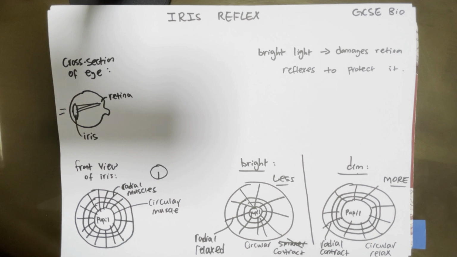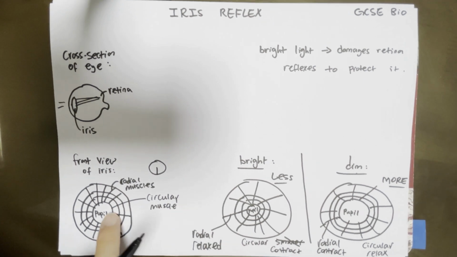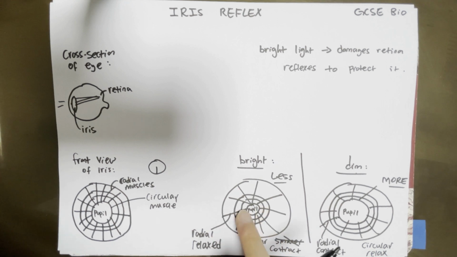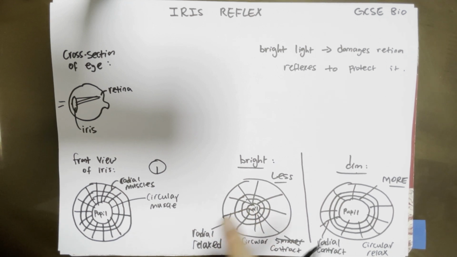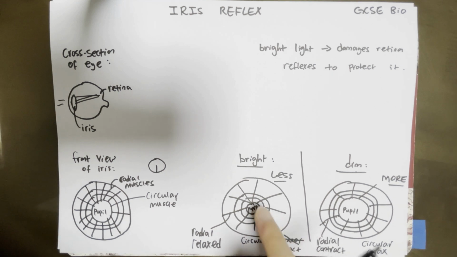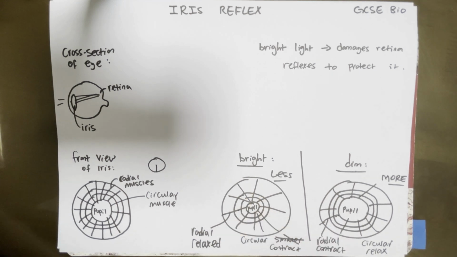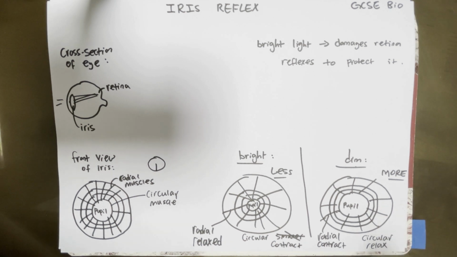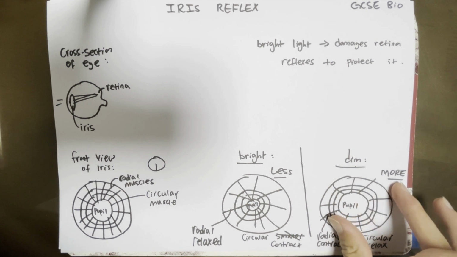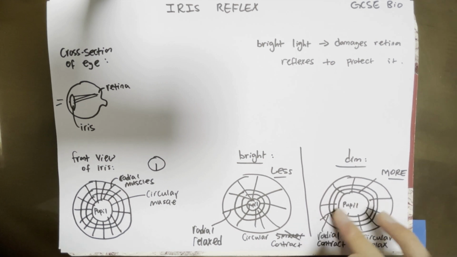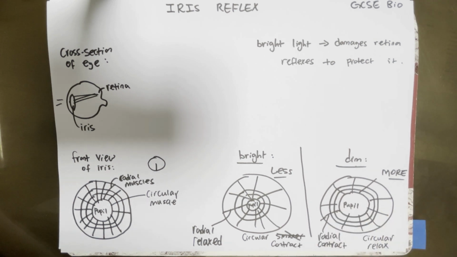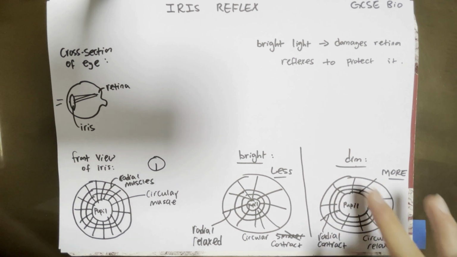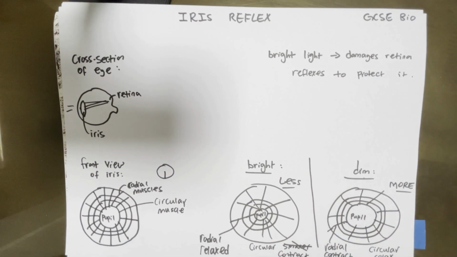In bright light, you need to let in less light. So the radial muscles get relaxed because the pupil is smaller, so the distance gets larger. And the circular muscles contract because if the pupil gets smaller, everything surrounding it just has to get smaller. Complete opposite for the dim lights. When the pupil gets bigger to let in more light, the radial muscles end up contracting because, common sense, when the pupil gets bigger, the distance from the end to the pupil is going to get smaller. And the circular muscles relax because the pupil is getting bigger, so everything surrounding it has to get bigger. And that is pretty much it for the iris reflex.